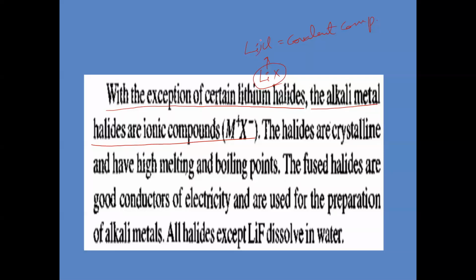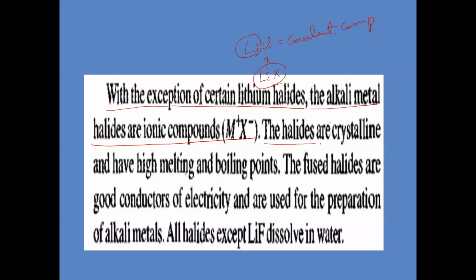Lithium, the first element of the alkali metals, shows anomalous properties. Anomalous properties means different properties from other elements of the same group. That's why lithium halide is a covalent compound, whereas the other halides of the same group will be ionic compounds.